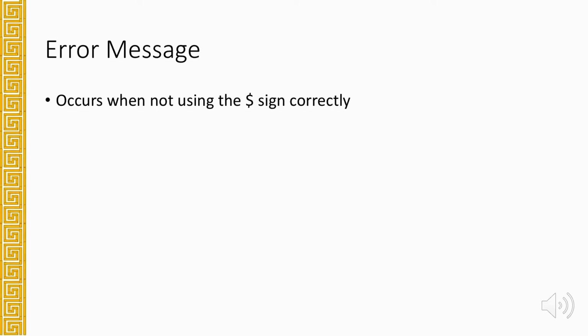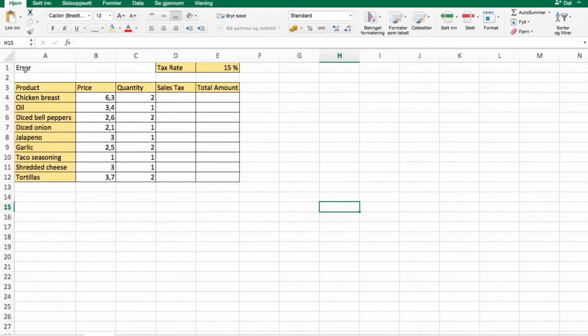Sometimes we can receive an error message which will occur when we're not using the dollar sign correctly. If we were to use the dollar sign incorrectly, we would type something like this. We put the equal sign and the price of the chicken breast multiplied by the 15% and press enter, and you see we have the same result. But when we use the fill handle to drag it all the way down, we see that we get weird values for all the other items.